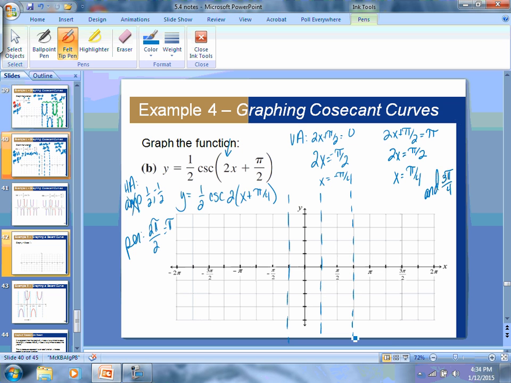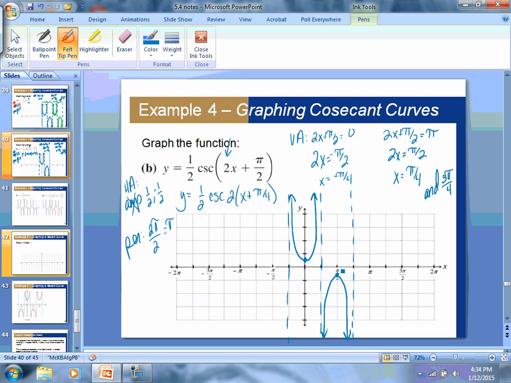Now it's cosecant, so I'm going to open up for my first little parabola horseshoe thing. I'm only going to go down to a positive 1/2, and then I'll come back up. So I've hit that horizontal asymptote. The second part is going to hit at negative 1/2, and then open down. So there's my other horizontal asymptote there at negative 1/2.